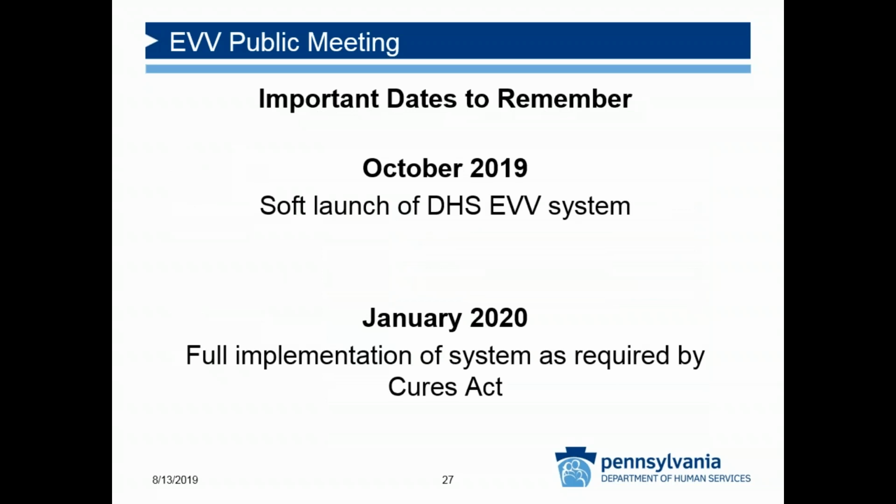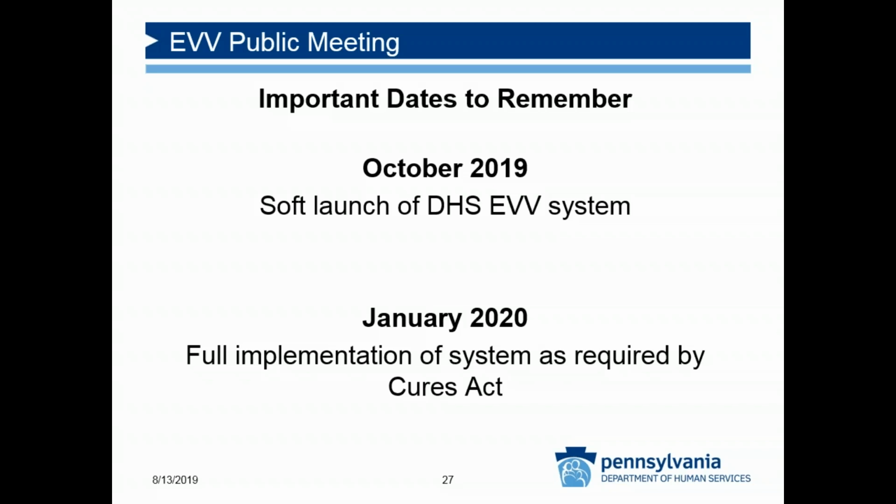That was just to show you a little bit of what the web portal would look like for the DHS Sandata system. So just a reminder that there are two important dates for us to remember. October 2019 is when the soft launch of the DHS EVV system begins. DHS is expecting providers to use EVV and send EVV data to the DHS aggregator as of that date. Again, CHC providers in the third phase of implementation will be expected to be up and running by January 1st.